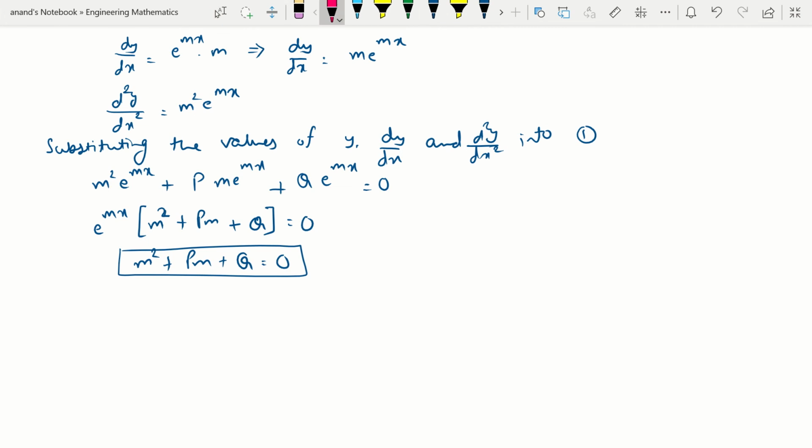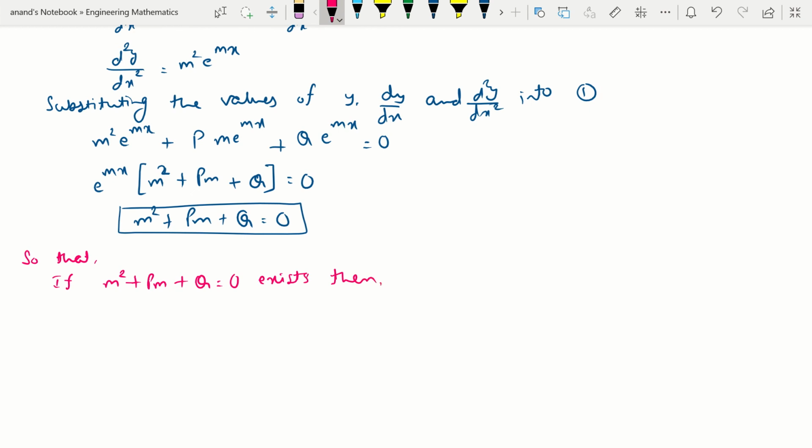So we can write that if m square plus pm plus q equals 0 exists, then a part of the complementary function, or a part of the solution, will be y equals e to the power mx.